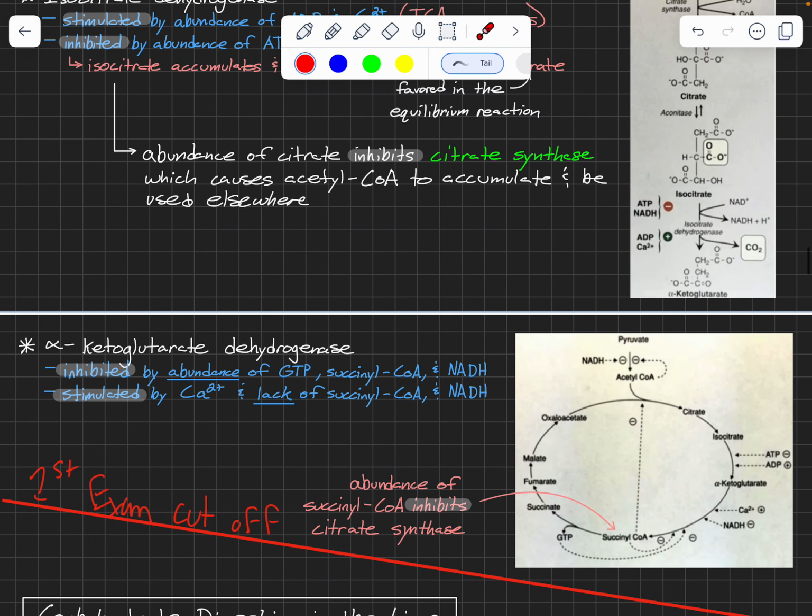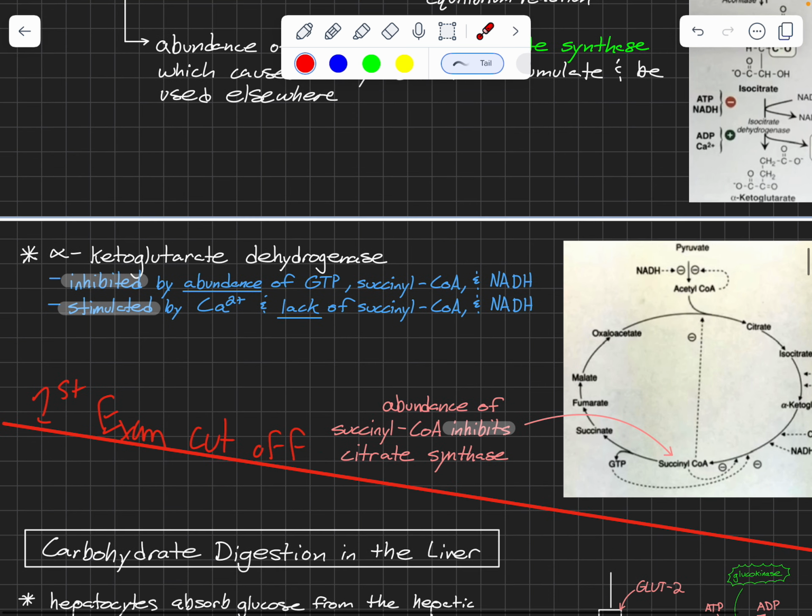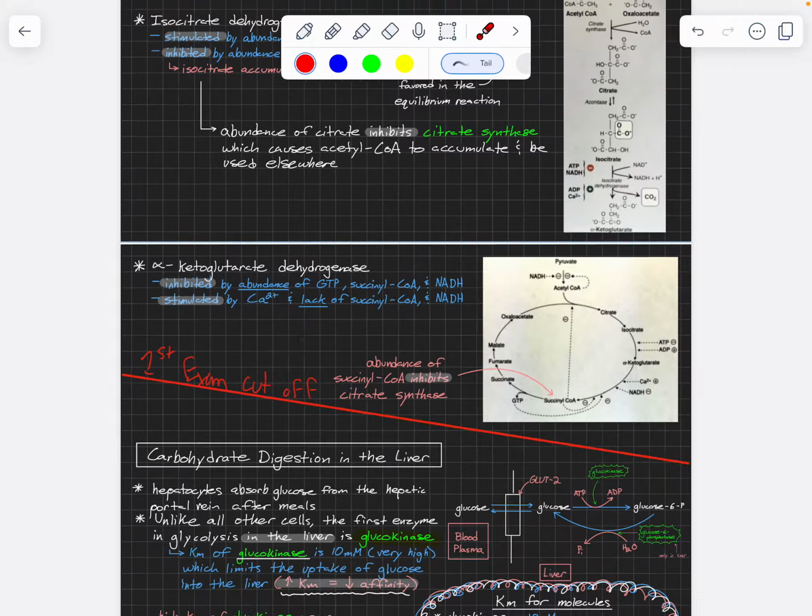And again, right here, alpha-ketoglutarate dehydrogenase is inhibited by an abundance of GTP, succinyl-CoA, and NADH, which are just products of alpha-ketoglutarate dehydrogenase turning, I believe, alpha-ketoglutarate into succinyl-CoA. So an overabundance of that is going to shut down that enzyme. And then an abundance of calcium 2+ ions or a lack of succinyl-CoA and NADH is going to activate this enzyme just so we can keep that TCA cycle going.